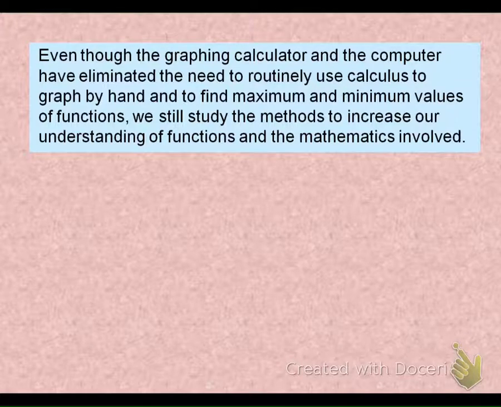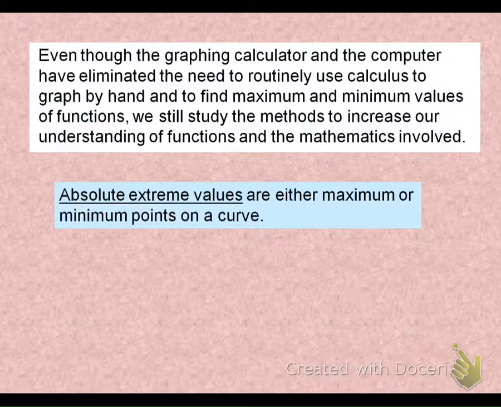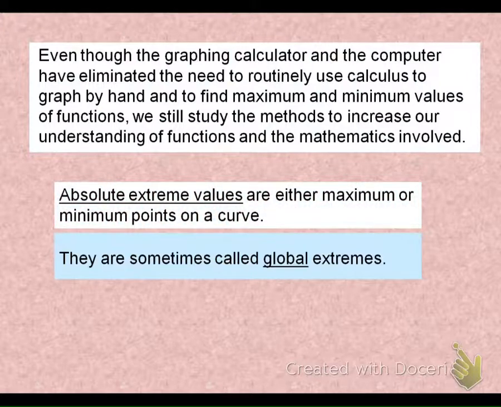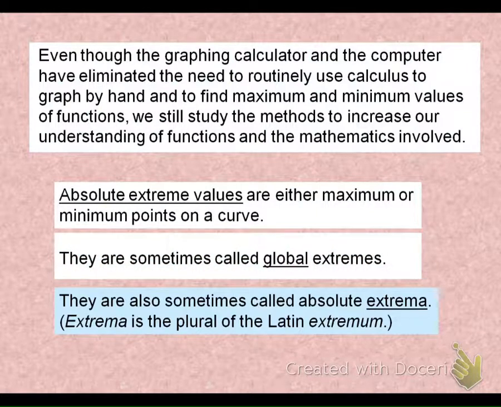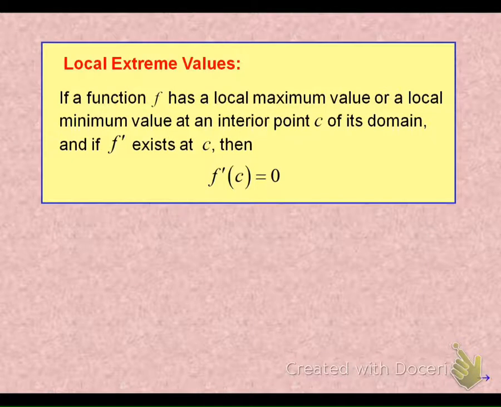Even though we can use the graphing calculator to come up with the graph of the function, sometimes we need to actually go beyond our graphing calculator and study methods for finding whether functions are increasing or decreasing. And just to summarize, absolute extreme values are either maximum or minimum points on a curve, and they are sometimes called global extremes. And they are also sometimes called absolute extrema. Extrema is the plural of the Latin extremum. Okay, so all this is really fine and dandy. Very exciting too as well.